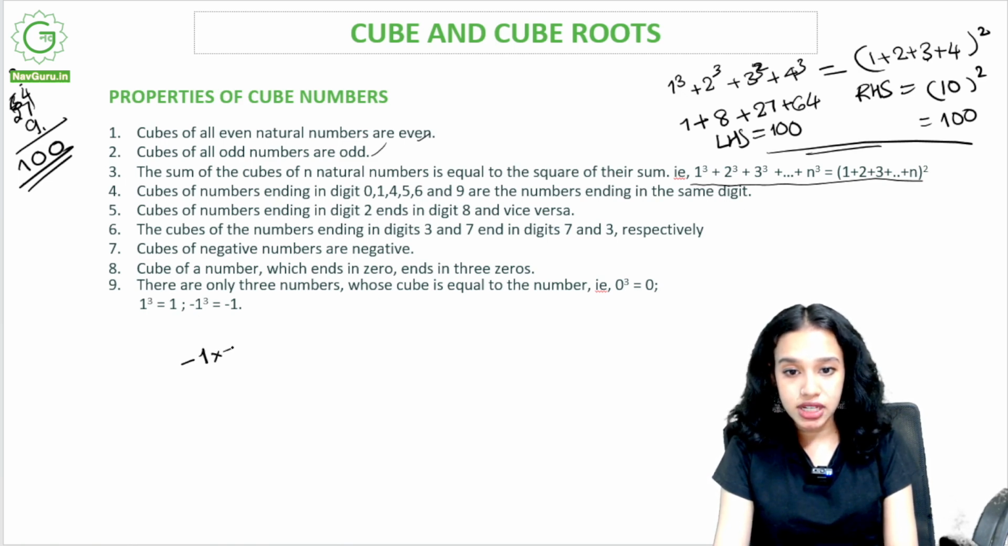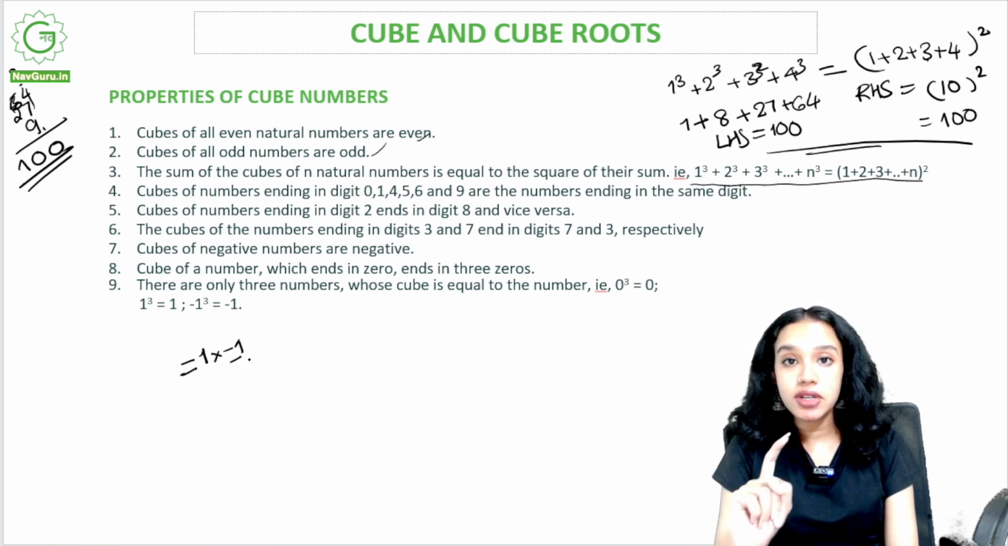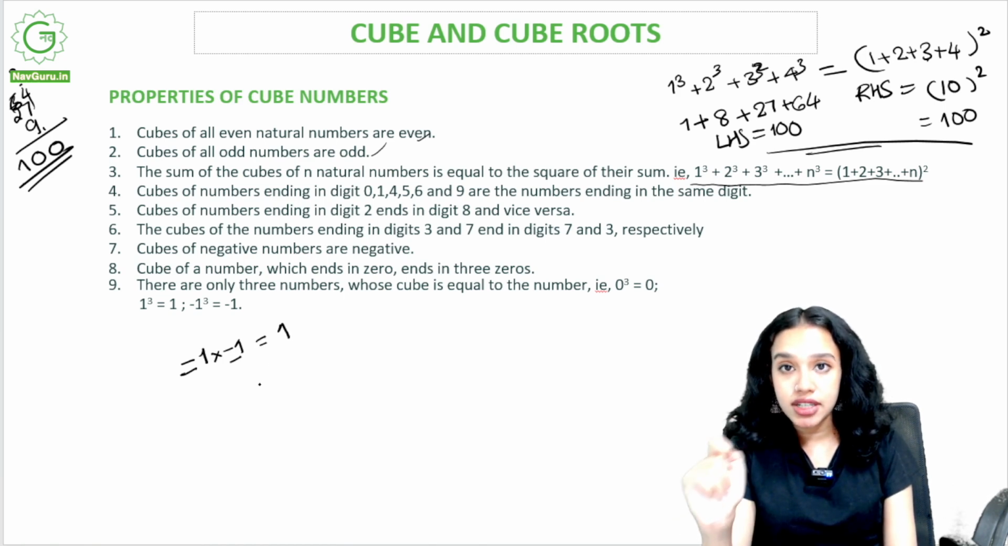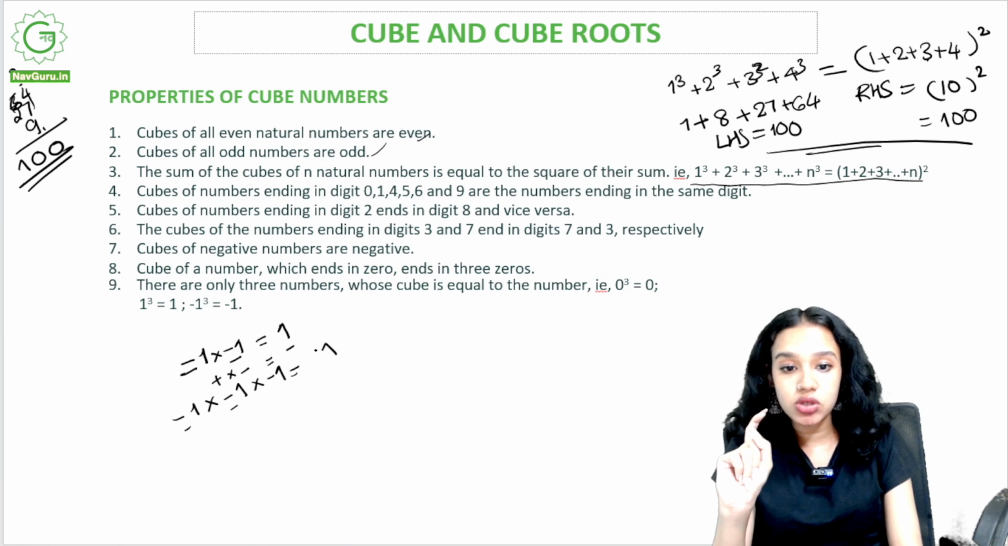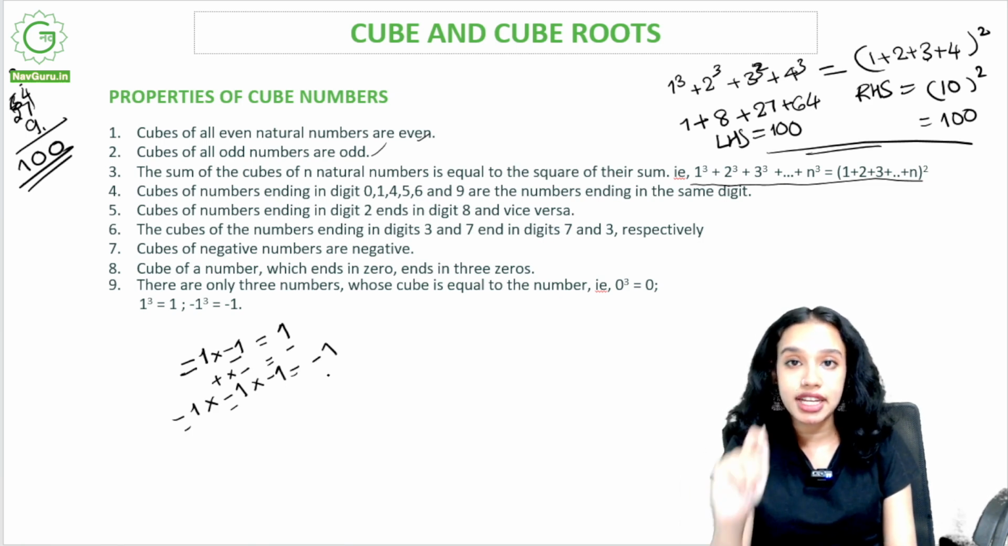-1 into -1, right? So, what is negative into negative? Negative into negative turns out to be a positive number. So, this would give us 1, right? But what if I'm multiplying a negative number 3 times? We would have 1 here, but negative into negative becomes positive, and we'll get positive into negative, which is equal to negative. So, this would turn out to be -1.